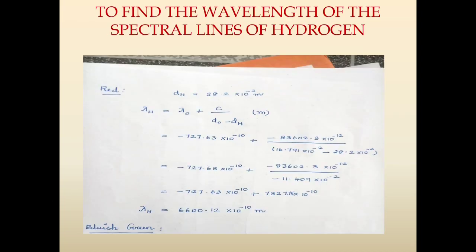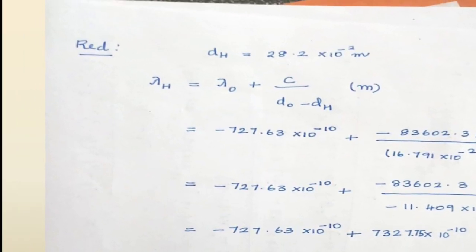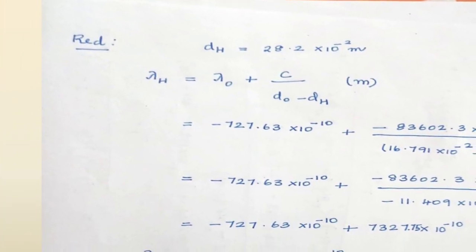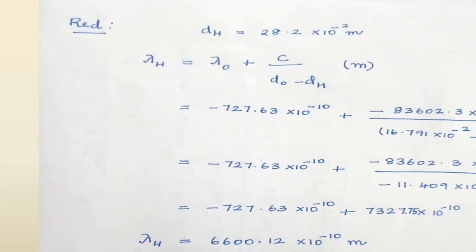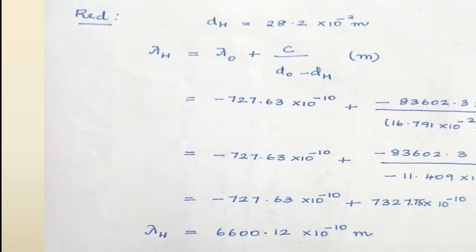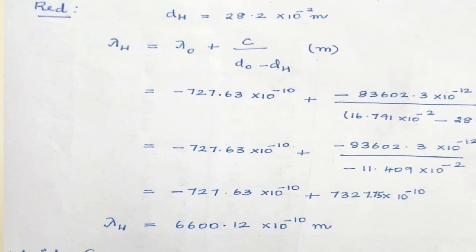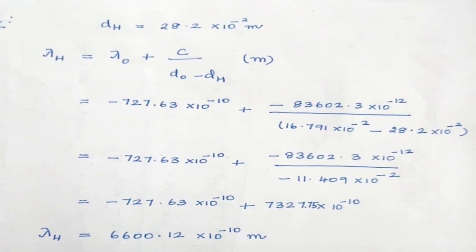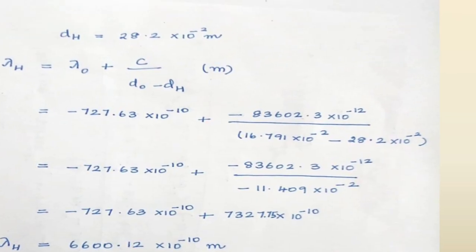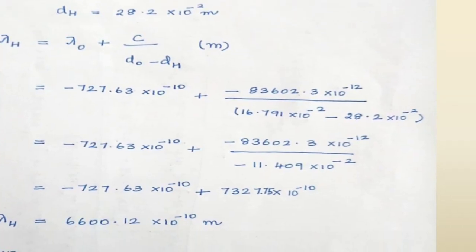Okay, now let us calculate what is the H alpha line. So H alpha line corresponds to red color. So DH here is 28.2 into 10 power minus 2 meter, and the lambda H is equal to lambda naught plus C divided by D naught minus DH meters. So we know the value of lambda naught is minus 727.63 into 10 power minus 10 plus the value of C is minus 83602.3 into 10 power minus 12. That is divided by 16.791 into 10 power minus 2, that is D naught, minus the reading corresponding to red color, 28.2 into 10 power minus 2.